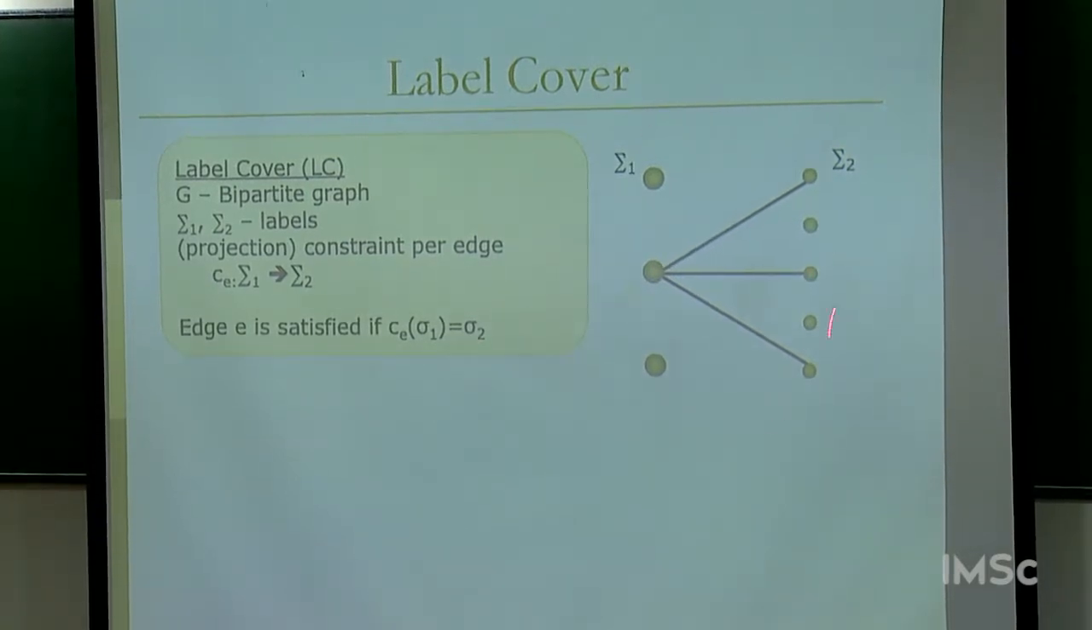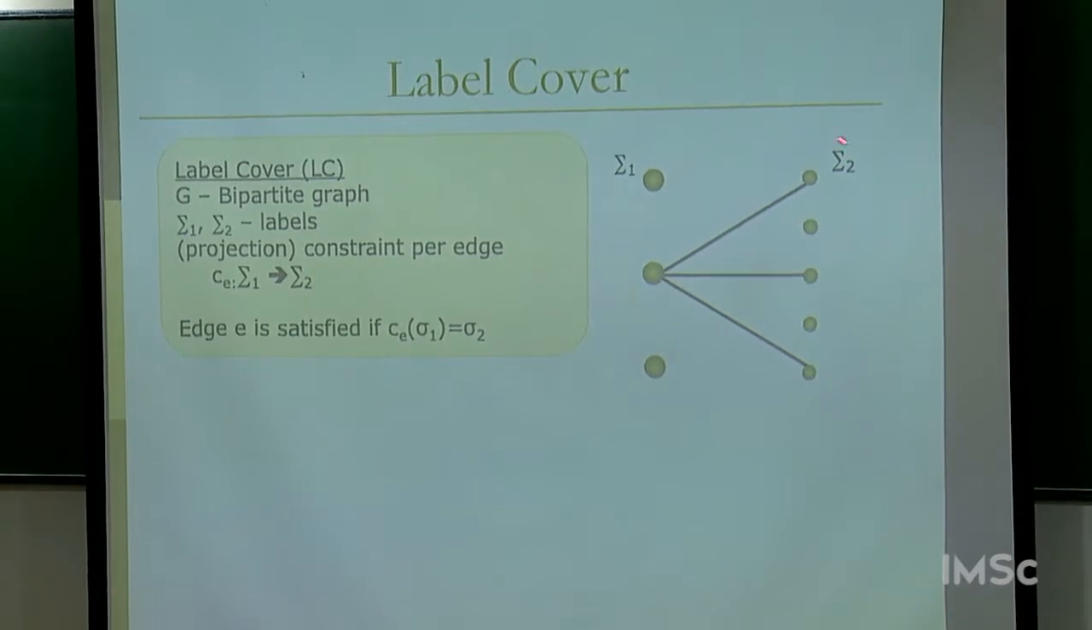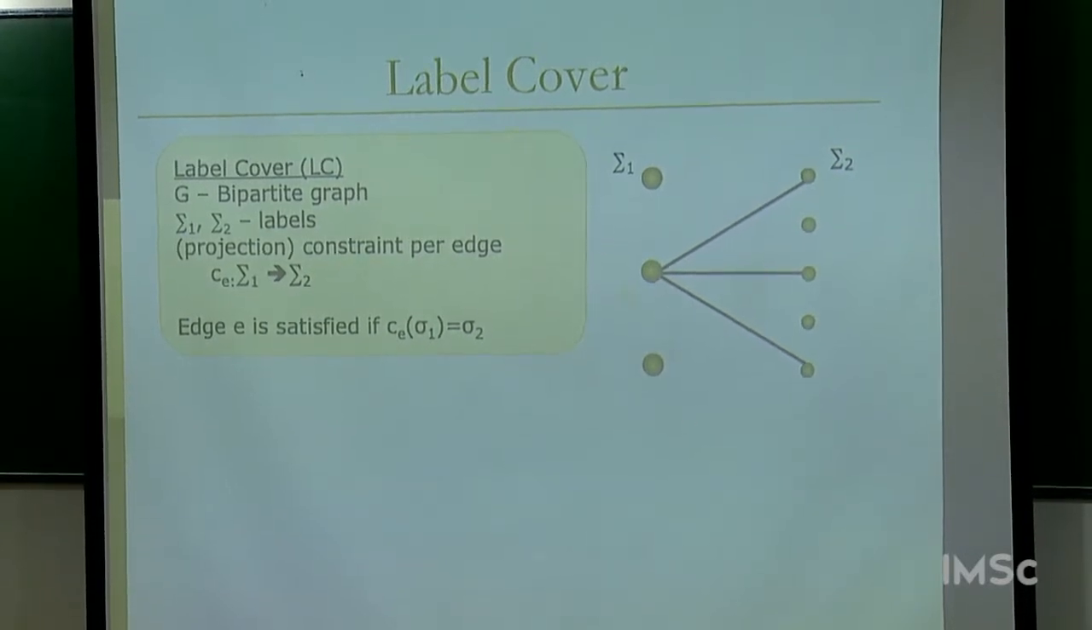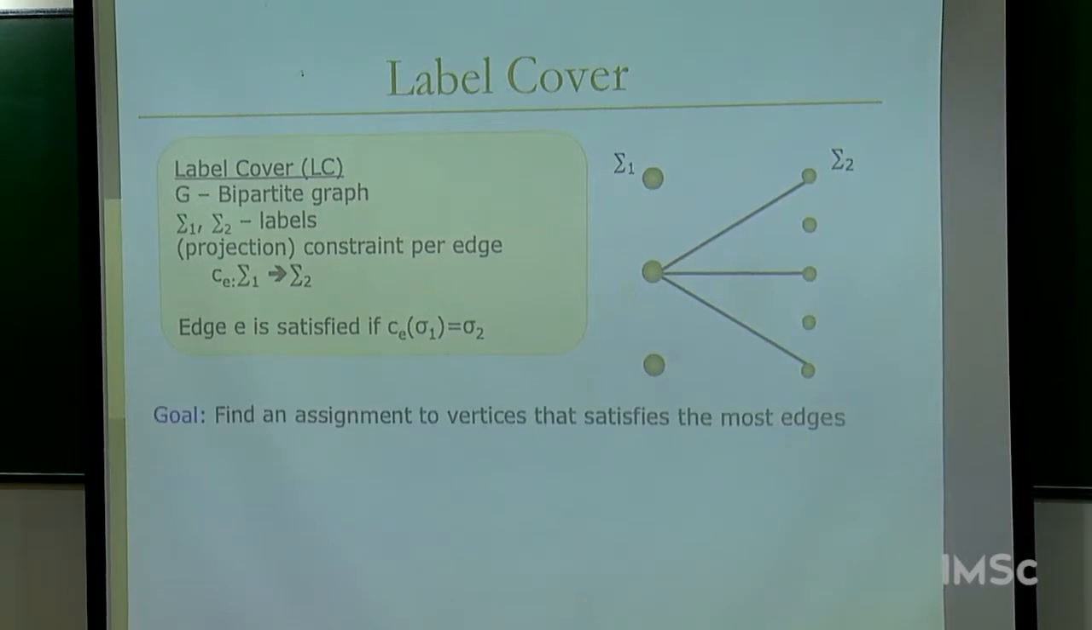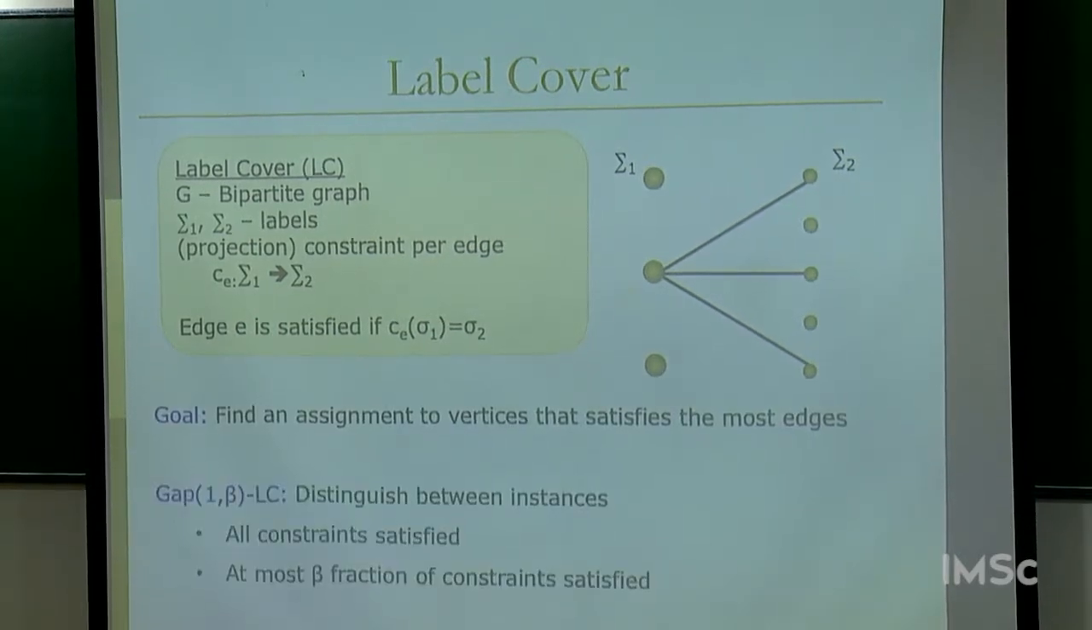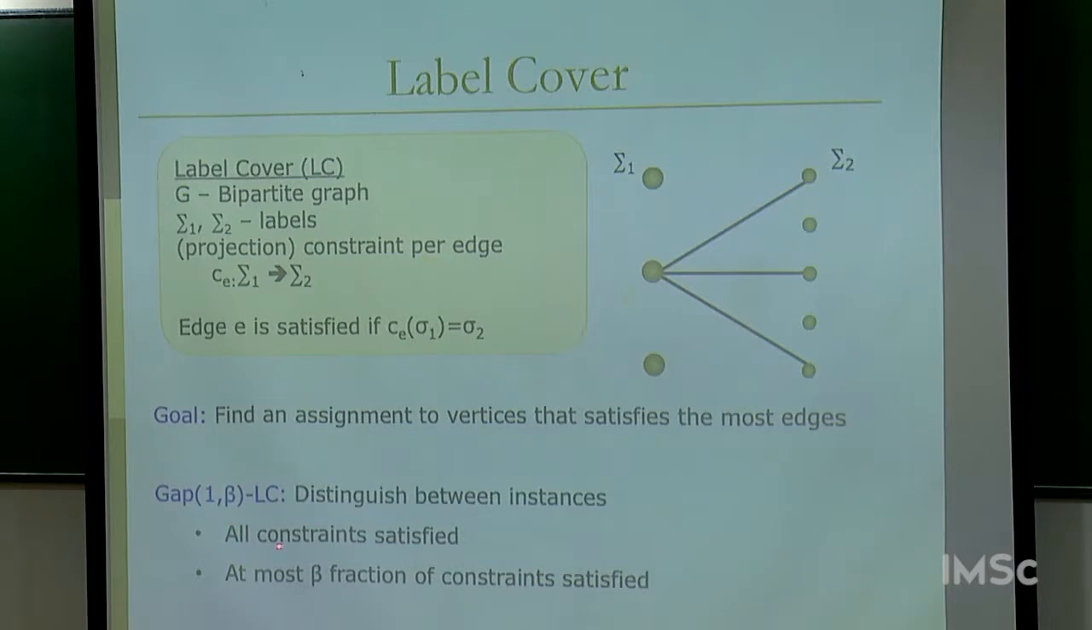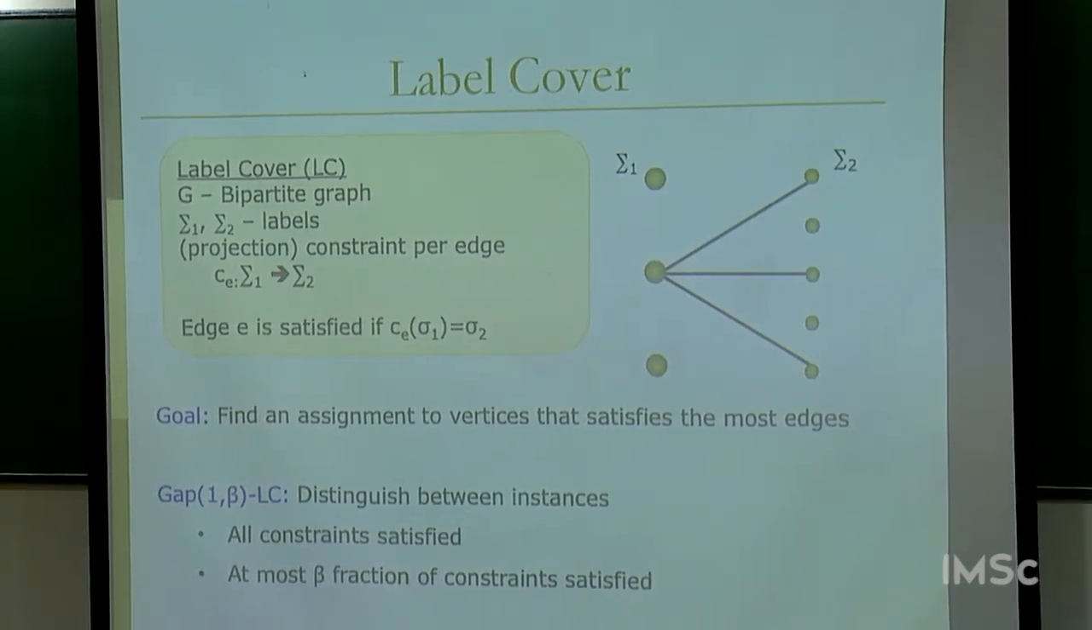So this encodes several NP-complete problems which can be encoded this way. And the goal is to find a labeling that satisfies as many edges as possible. So we'll define our problem. I'm going to give you instances of this problem and ask you to distinguish between instances which are completely satisfiable, that is, there's a labeling which satisfies every single edge in the graph, and instances in which at most a beta fraction of the edge constraints are satisfied.